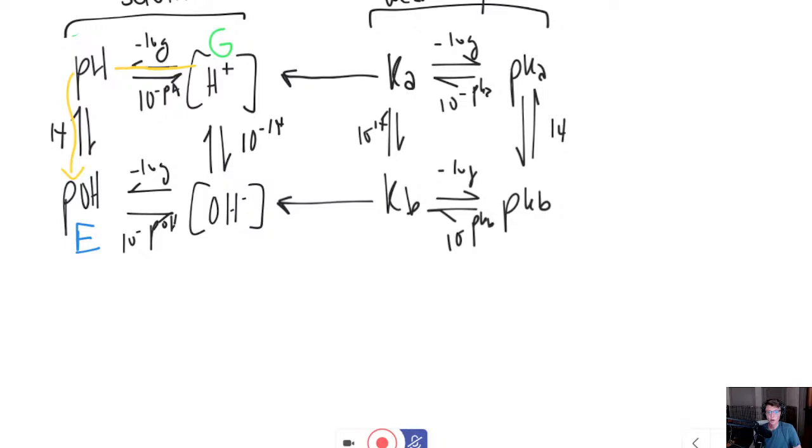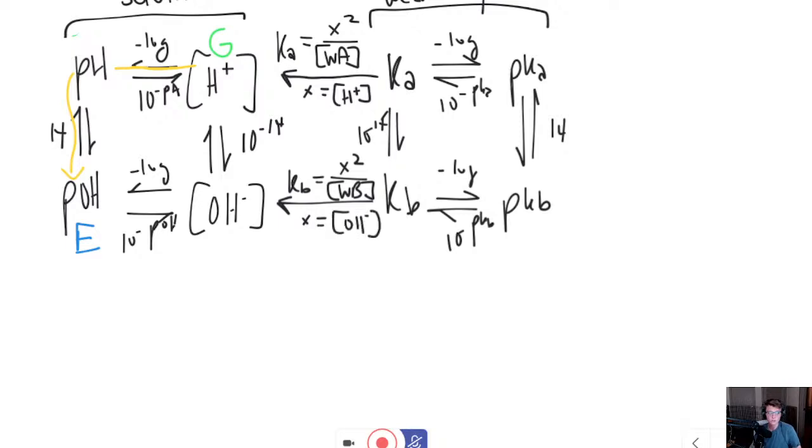And so what you can memorize is that the Ka will be equal to x squared over the concentration of weak acid. And then the Kb over here is literally the exact same thing, except this pertains to base, as we've seen before. In this instance, x will be equal to the H plus concentration. And then on the bottom, this x will be equal to the OH minus concentration. So again, we're seeing this parallel both on top and bottom, as well as to the left and to the right.